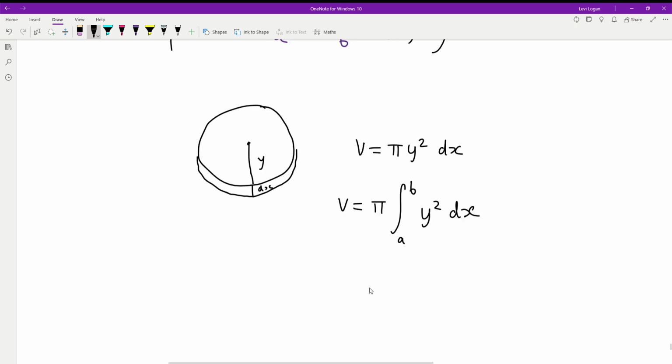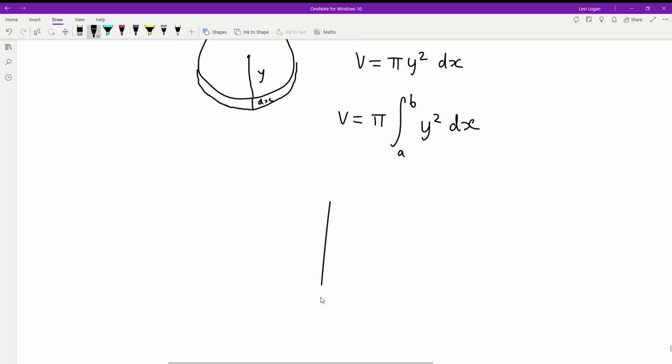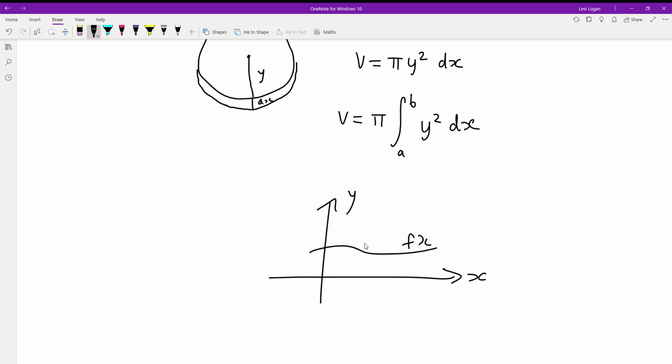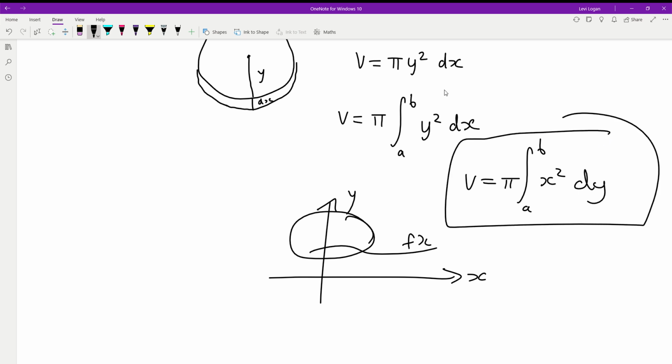And it's the exact same thing if we rotate it about the y-axis. So if I had a curve here, f of x, and I wanted to rotate it around like that, it'd be the exact same thing, except the radius would be x, and it'd be with respect to y. So those are the volumes of revolution as well.